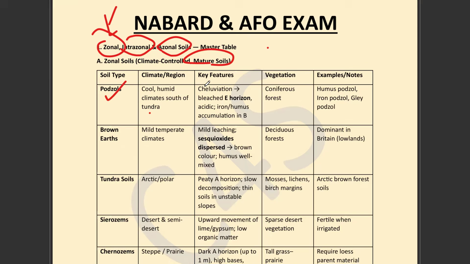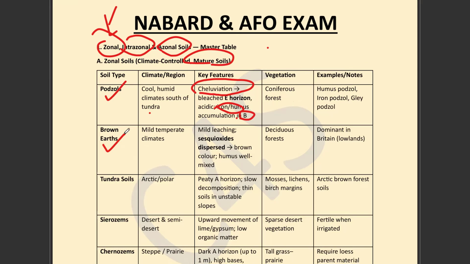And what is the key feature? There is a process called cheluviation, in which the E horizon of the soil is bleached. That is the important feature of Podzols, and it is acidic in nature, rich in iron and humus, and this accumulation of iron and humus is in the B horizon. The vegetation, since it is in the tundra climates, is coniferous forest. Some examples are humus podzol, iron podzol, clay podzol, etc.